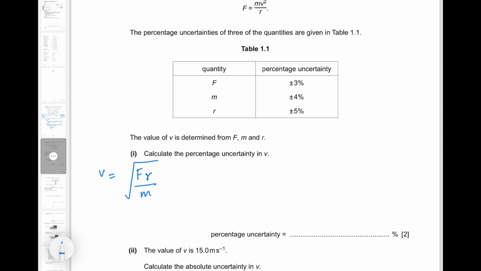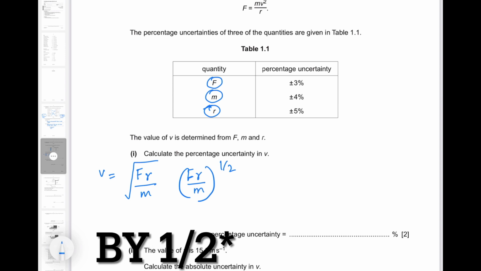The uncertainty of speed over here is the combined uncertainties of all of the other quantities over here. You would sum up the percentage uncertainties of all of these, and that's because all of these quantities are related to each other by multiplication or division. So you would add up their uncertainties. And other than that, as you can see, all of these quantities are raised to the power of 1 by 2 or half, which means you would have to multiply their uncertainties by 2.